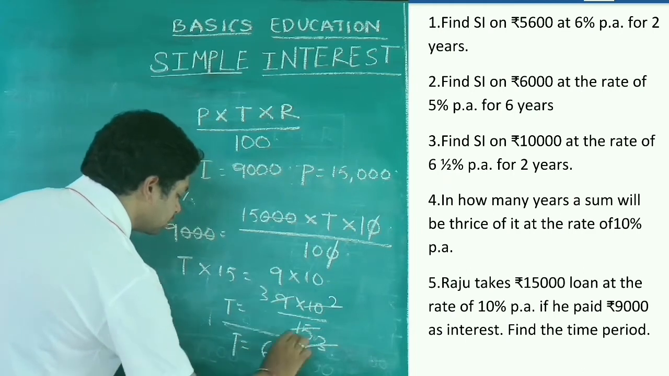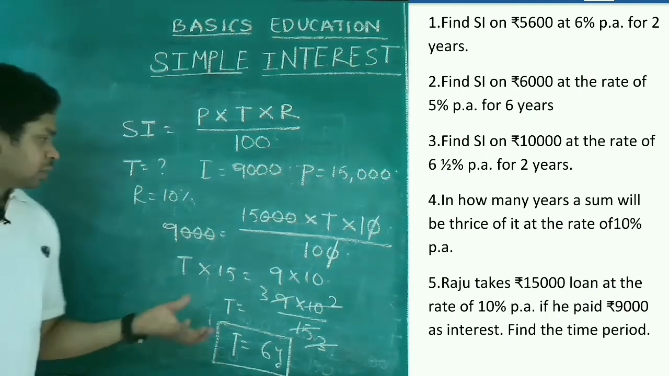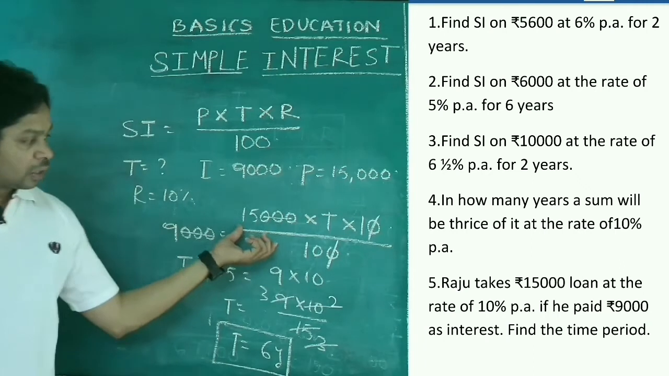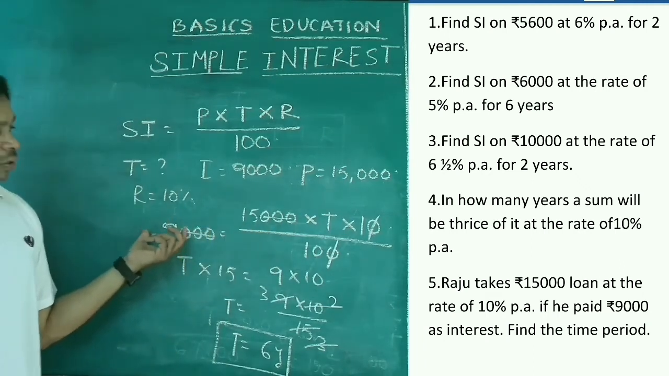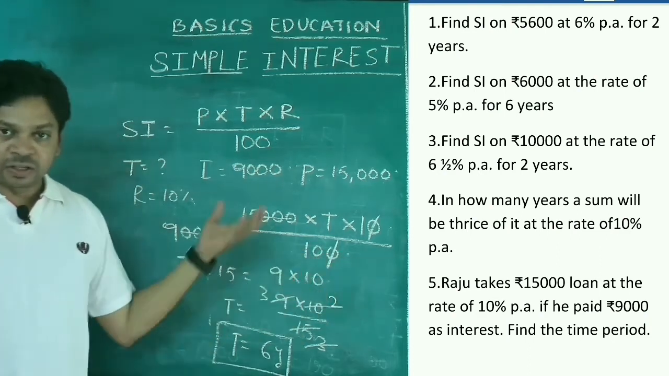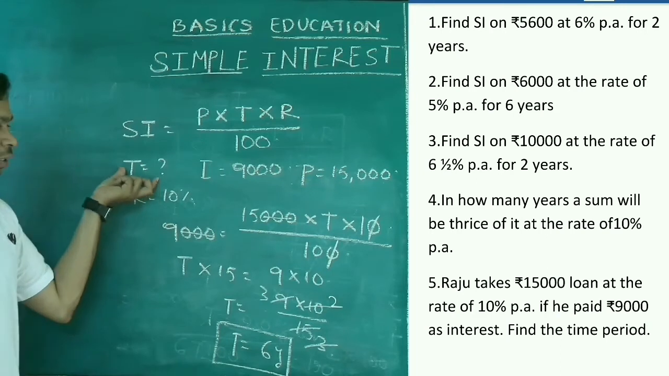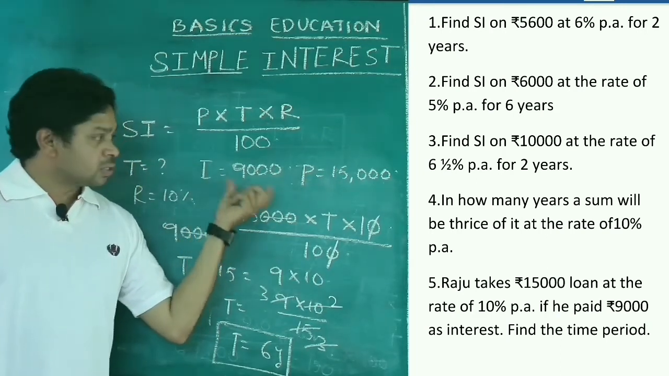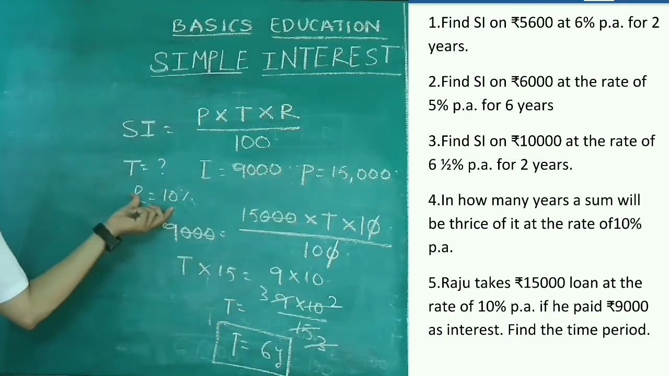Okay, again I will explain. Raju has taken 15,000 rupees as a loan, and at the end of the particular time period he has paid 9,000 rupees. So from the data, it is asking what is the time period, at the rate of 10%. So time we have to calculate, and interest is 9,000 rupees, and the principal is 15,000 rupees, and rate is 10%. And by applying these data in the particular formula, we will get the time period is 6 years.